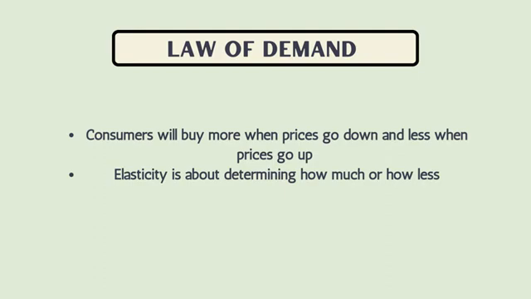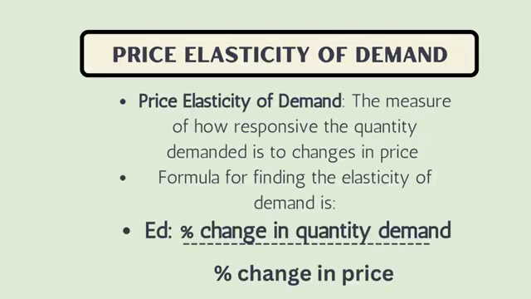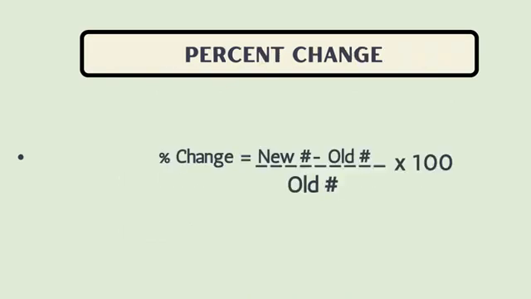So we have the law of demand, and we're going to do a review of what it states. Consumers will buy more when prices go down and less when prices go up. Elasticity is about determining how much or how little. Price elasticity of demand is the measure of how responsive the quantity demanded is to changes in price. The formula for this is the percent change in quantity demanded over the percent change in price.